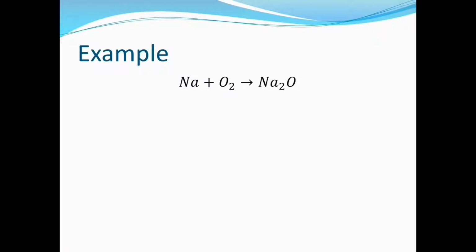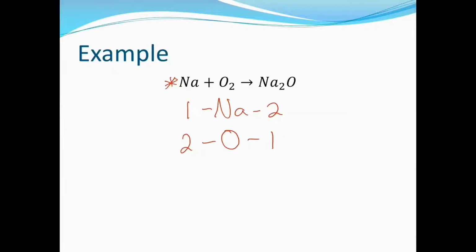So here's an example. We have Na plus O2 makes Na2O. So first, remember we need to figure out the number of atoms for each element that we have. So we're going to write Na and O. On my reactant side, remember my reactant side is the left side, we have 1 atom of sodium and 2 atoms of oxygen. On my product side, we have 2 atoms of sodium and 1 atom of oxygen.